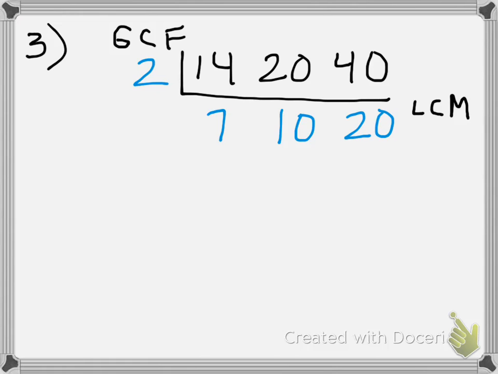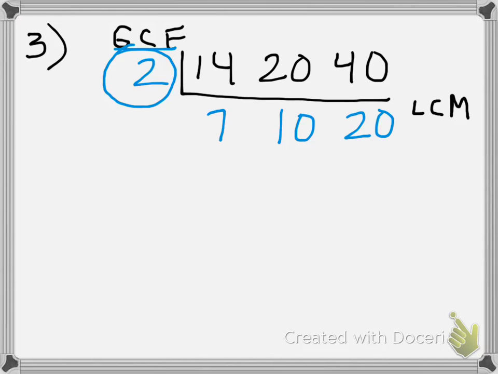Now this is where we have to look at the numbers. For GCF, they all have to have something in common, and they do not. So what we can tell right off the bat, or right now, is that the GCF is going to be 2. So I circled the 2.